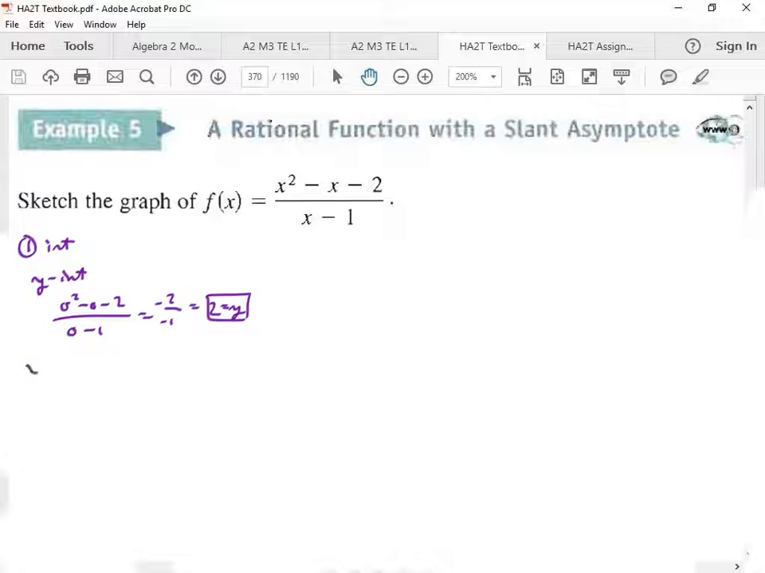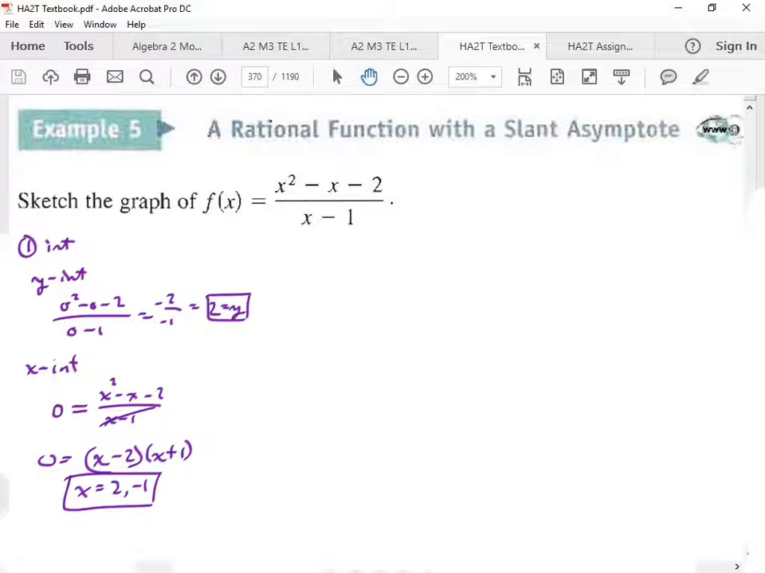And now to find our x-intercept, we're going to set the numerator equal to 0. The reason why we set the numerator equal to 0 is because it doesn't matter about the denominator. If 0 equals x squared minus x minus 2 over x minus 1, you multiply both sides by x minus 1, and it cancels out, and anything times 0 stays 0. So now we have this equals 0. To solve this, we're going to factor and use our zero property. We have x minus 2 times x plus 1 equals 0. x equals 2 and negative 1. What? There are 2 x-intercepts? Yeah, there are.